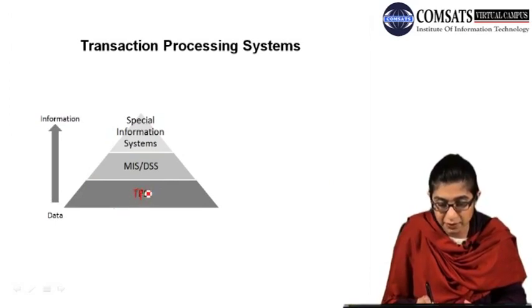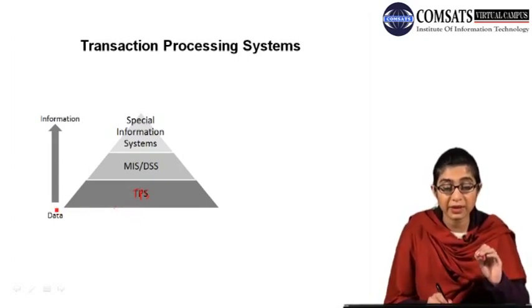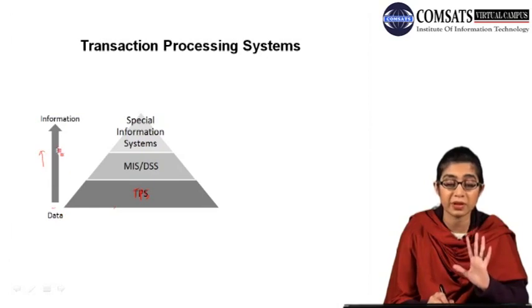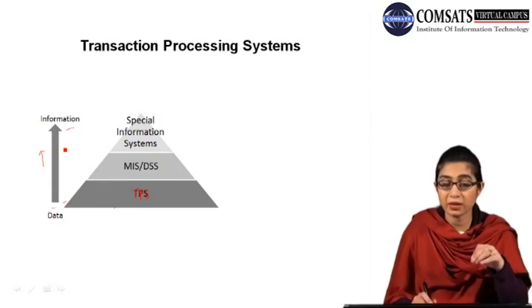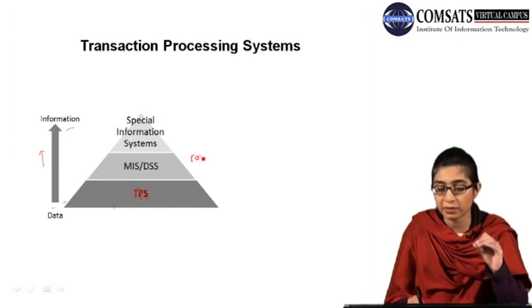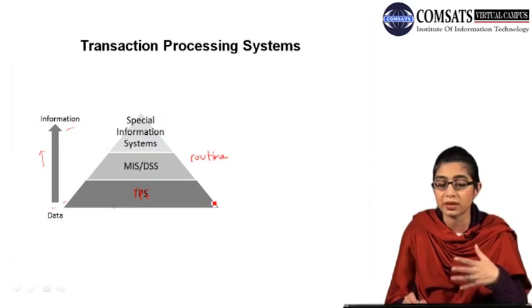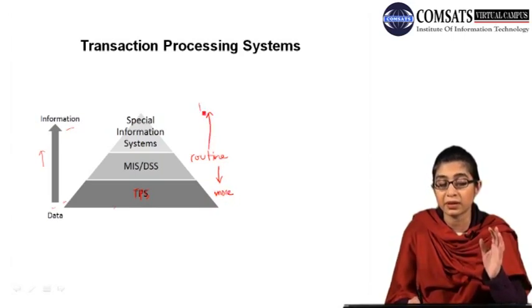So here we have the TPS working at the lower level, the operational level. And here we see that there is data, and data is slowly converted into information when it moves from this level to this level. When we define transaction processing systems, we define them on different criteria. Number one, we say that TPS is more about the routine work, the daily activities that happen in the organization. So they happen more at this level than at this level.